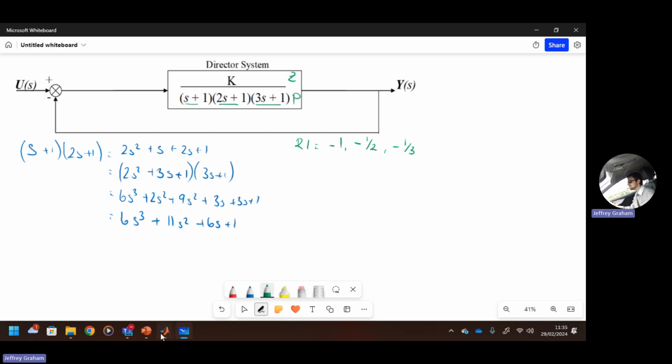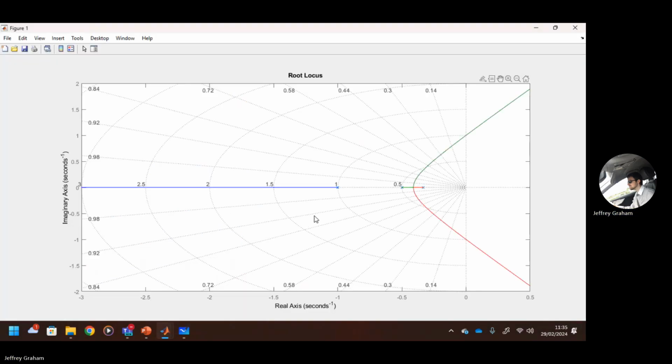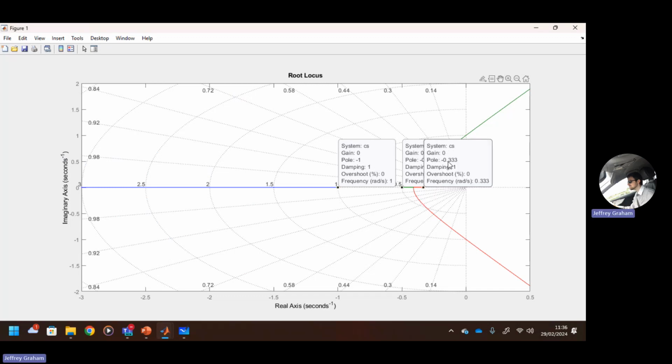Right, so let's plot those numbers into the graph. Got a pole at -1. Got a pole at -0.5. And a pole at -1/3. So that verifies the poles that we've got, and it also verifies the fact we've got 3 poles. We've got 3 distinct branches: the green, the red, and the blue.